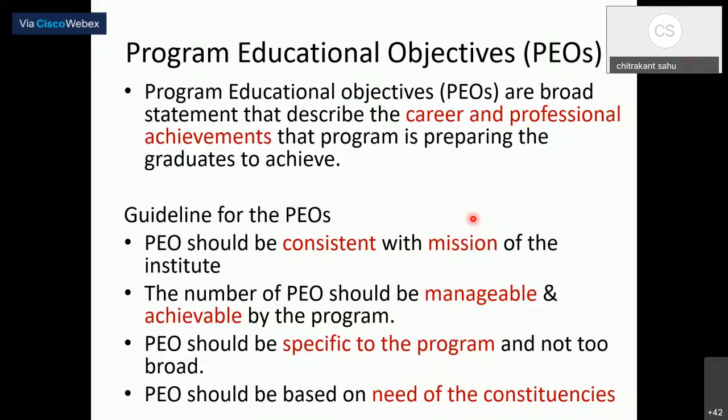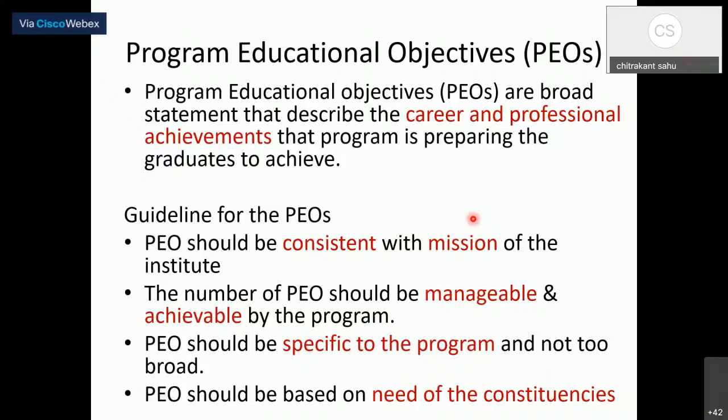Okay, the number of PEOs should be manageable and achievable by the program. We should not make X number of PEOs. That should be manageable and achievable. Okay, and the PEO should be specific to the program and not too broad. Suppose it is related to the UG, there will be a separate PEO. If it is a PG program, there will be a separate PEO. If it is a department, then there will be a separate PEO for that.